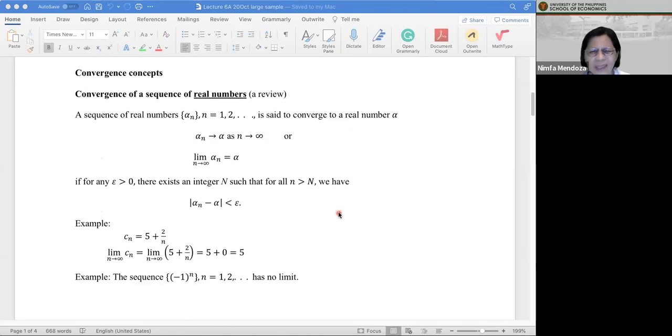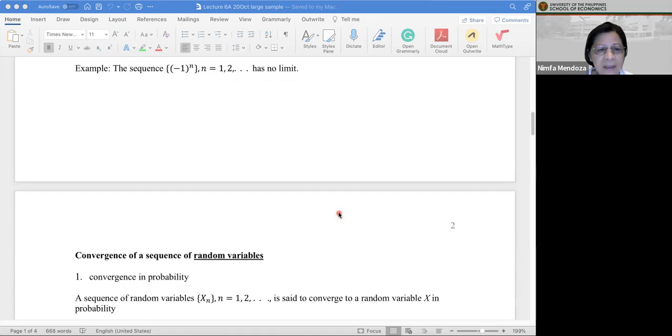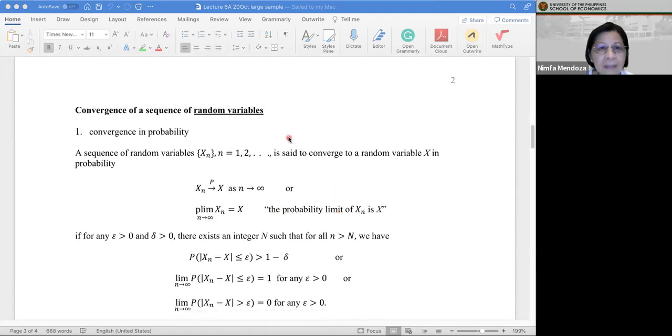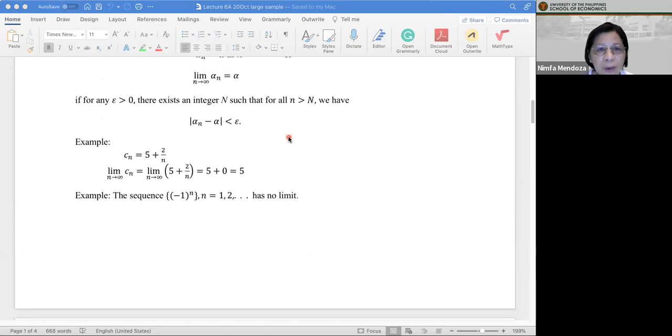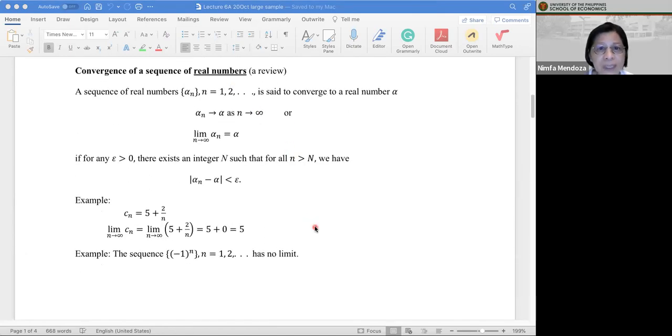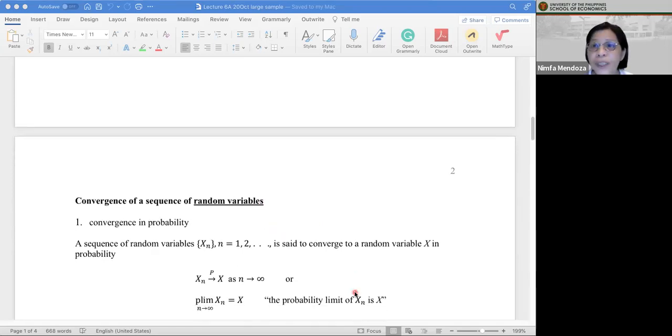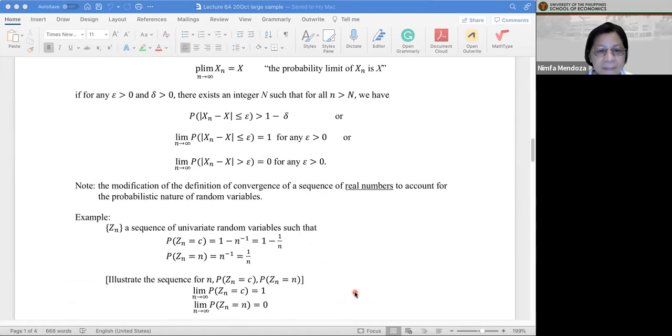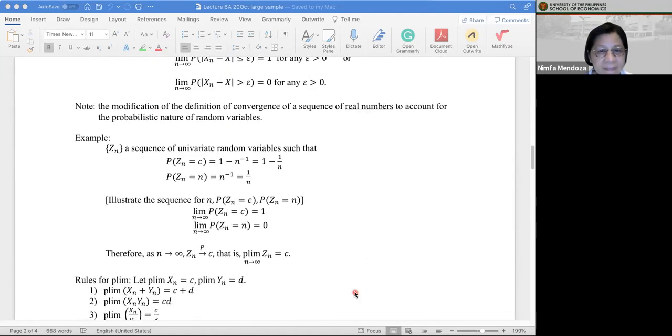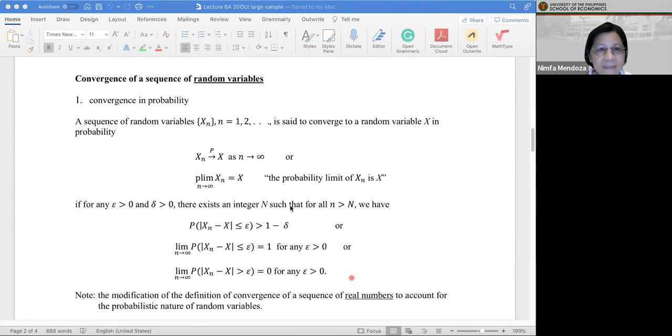Okay. So basically, you can see from the convergence of a sequence of real numbers what you mean by the limit. Now, instead of looking at a sequence of real numbers, we look at a sequence of random variables. So let's look at convergence in probability. A sequence of random variables x sub n, n equal to 1, 2, and so on, is said to converge to a random variable x in probability.